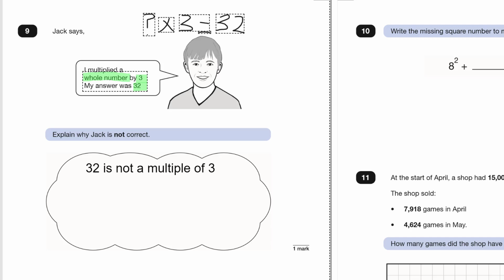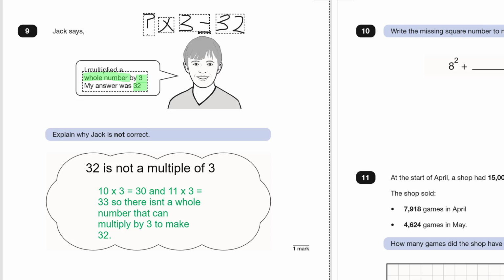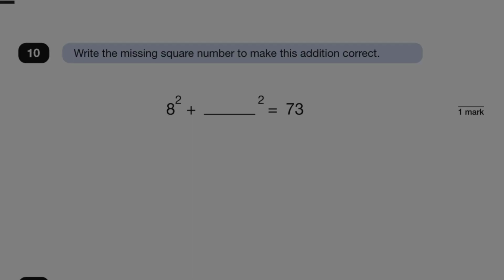Or we could say 10 times 3 is 30 and 11 times 3 is 33. So there isn't a whole number that multiplies by 3 to make 32. So I've just put that in a different colour. So 10 times 3 is 30, 11 times 3 is 33. So there isn't a whole number that can multiply by 3 to make 32. That's another one. But 32 is not a multiple of 3 is a good enough answer.